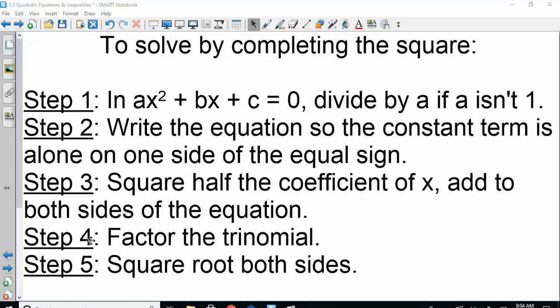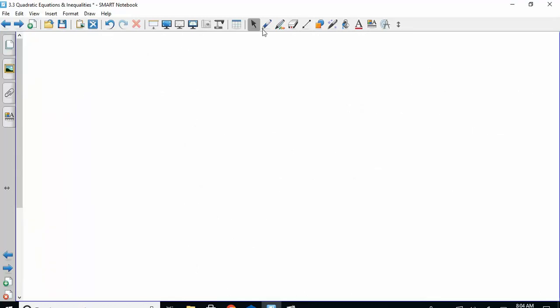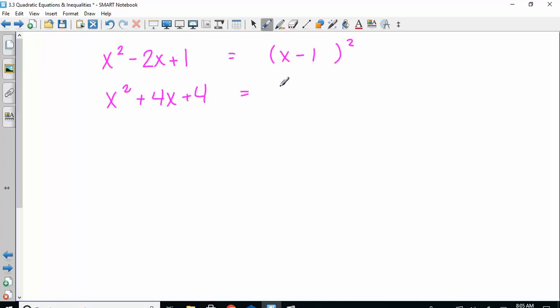So when I say perfect square, think about x squared minus 2x plus 1. What does this factor into? Negative 1 and negative 1. So we can say that's x minus 1 squared. If I said x squared plus 4x plus 4, what does that factor into? 2 and 2. So that's x plus 2 squared. If I said x squared minus 6x plus 9.